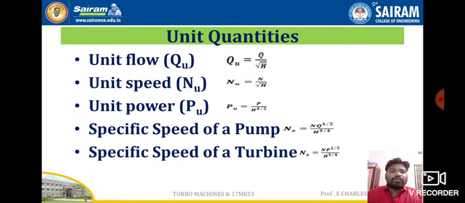So unit flow Qu is equal to Q by root H. Unit speed Nu is equal to N divided by root H. Unit power Pu is equal to P divided by H to the power of 3 by 2. So this is all about these three quantities.